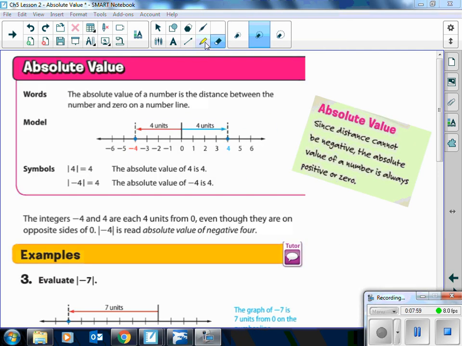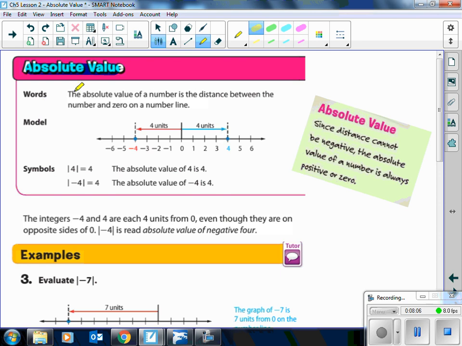All right, so now we're looking at absolute value. Please write your heading and write the definition of the absolute value. The absolute value of a number is the distance between a number and 0 on the number line. Okay? Now, because absolute value is a distance, the absolute value of a number is always positive. Make sure you write this down. The absolute value of a number is always positive or 0, because the absolute value of 0 is 0, right?